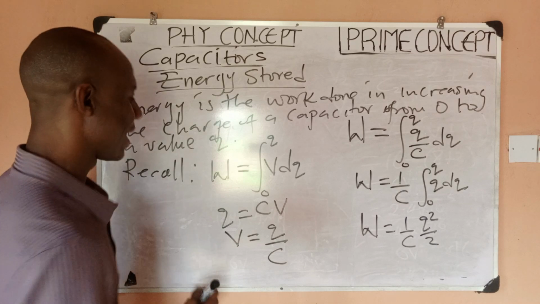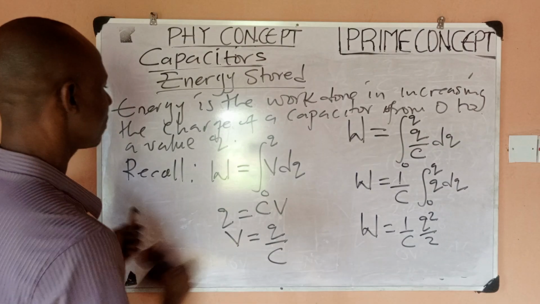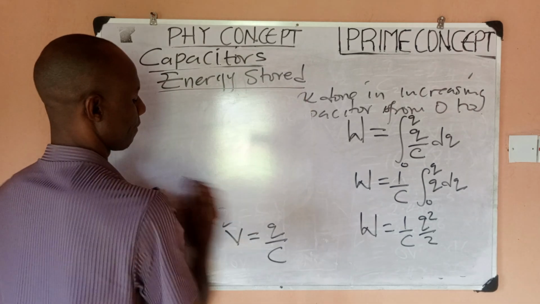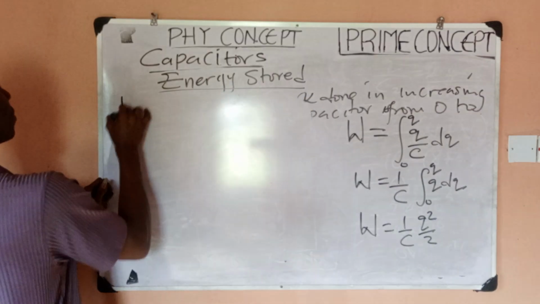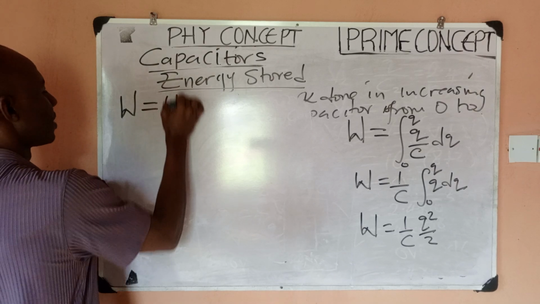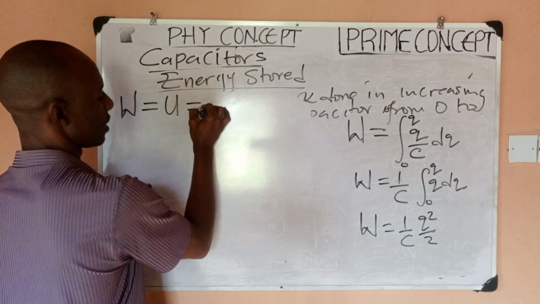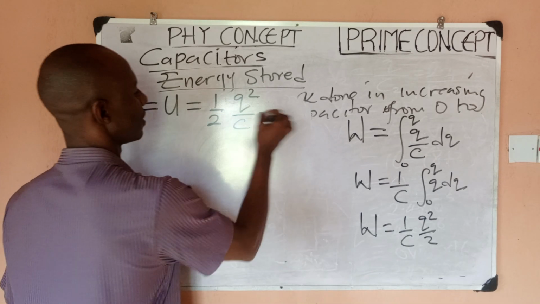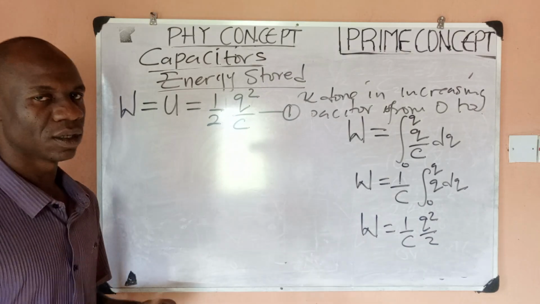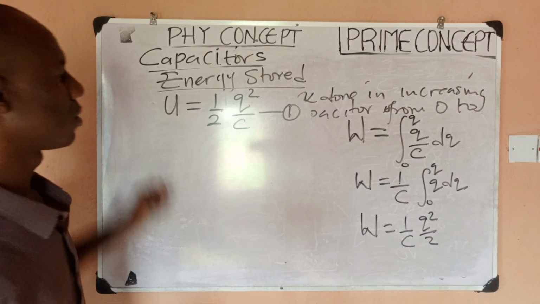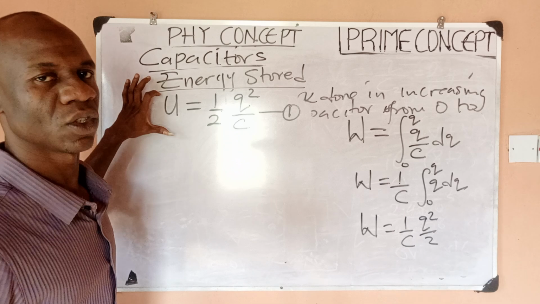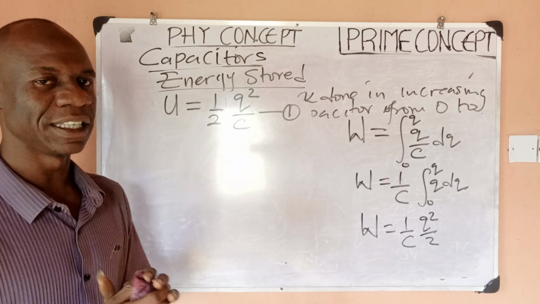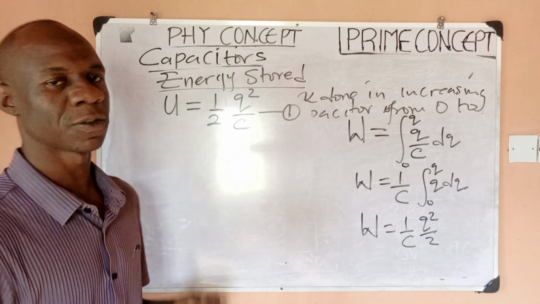So you can write it in a better way. You can simply say that your work done, which is equal to potential energy U, is actually half Q square divided by what? C. So this is our first equation for work done, or electric potential energy, stored by a capacitor: Q square divided by 2C. Now we can still get other relationships for this, right?